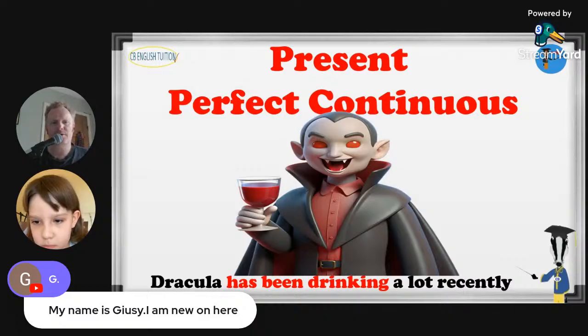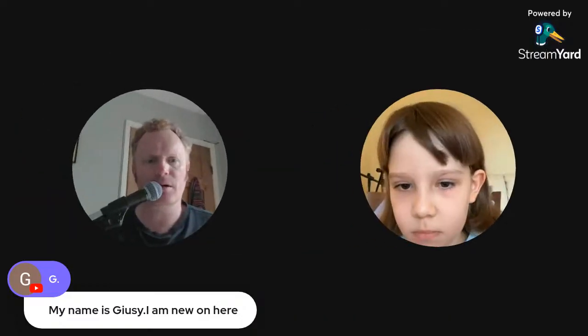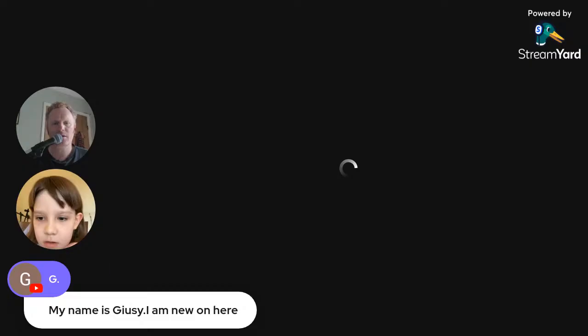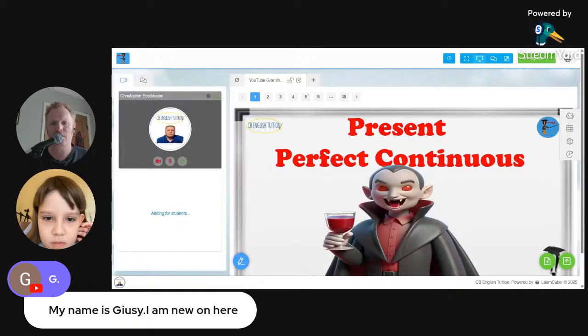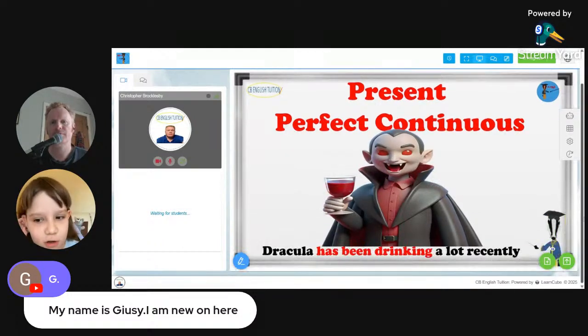Okay, so let's move now into my classroom. Can you see my classroom, Vivara? Yes. Okay, that is a funny picture. What can we see in the picture? It's a Dracula. Yeah, and what is the sentence? Dracula has been drinking a lot recently, and the present perfect continuous here is has been drinking.